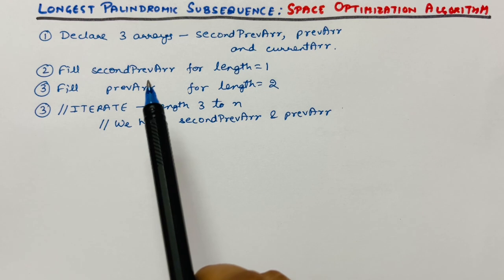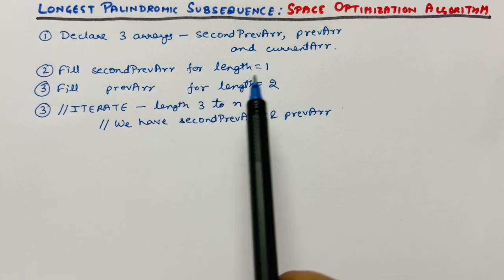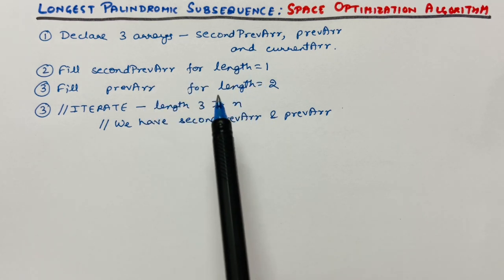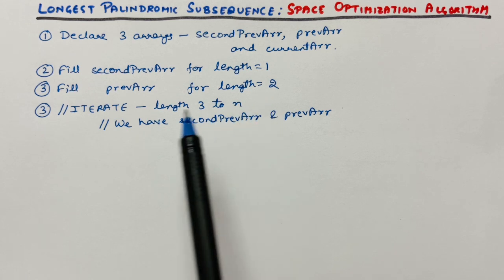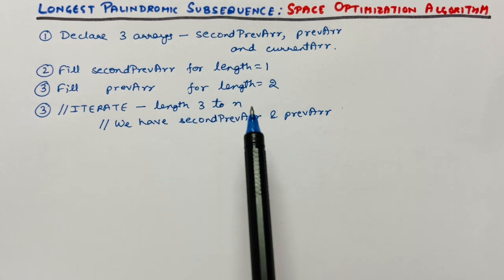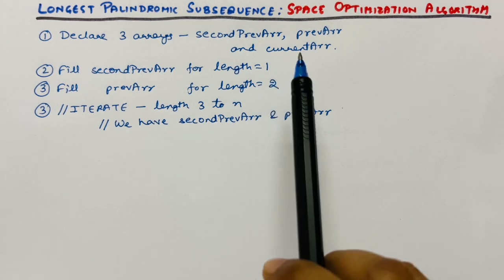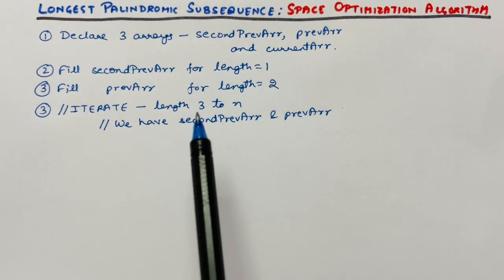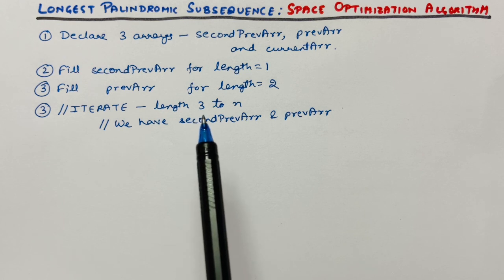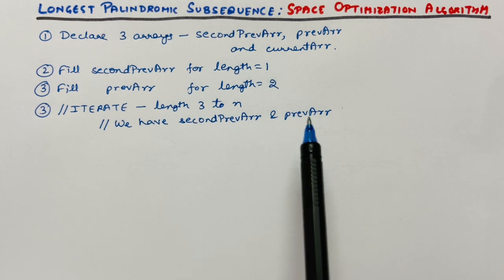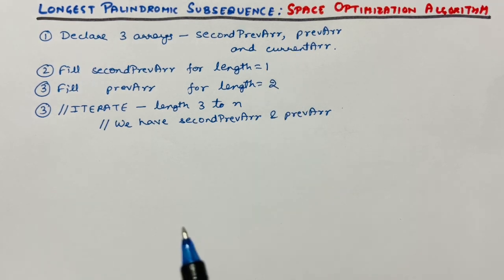Then we will fill the second previous ARR for length 1. We will fill previous ARR for length 2. Then we will iterate from length 3 to n. And in every iteration, we will fill the values in current ARR corresponding to the current length. And we will use second previous ARR and previous ARR to fill current ARR.